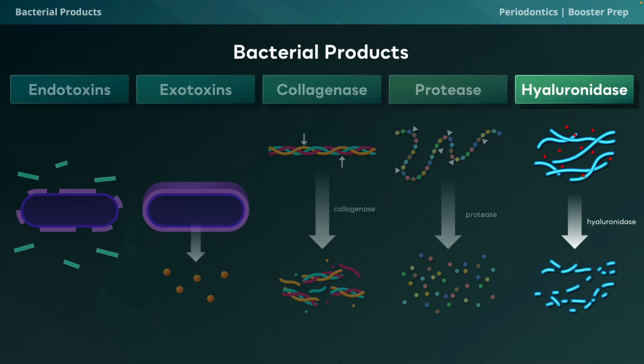This enzyme will break down hyaluronic acid in the extracellular matrix, which increases tissue permeability and allows bacteria and their toxins to penetrate more easily through the gingiva and connective tissue.